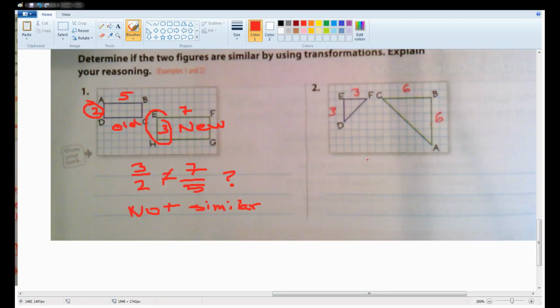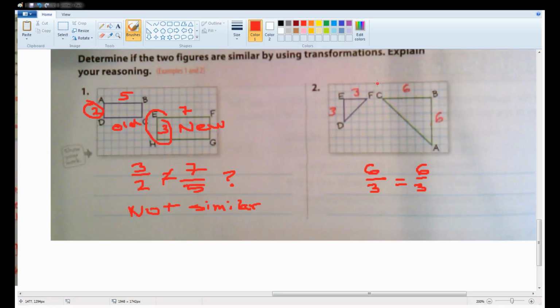Okay, final problem on our video. Are these similar shapes? You should answer yes. If we check the corresponding sides, 6 divided by 3 and 6 divided by 3, we see that they're the same. The second triangle is double the first. Therefore, they are similar. Now, what transformations have occurred? Pick 2.